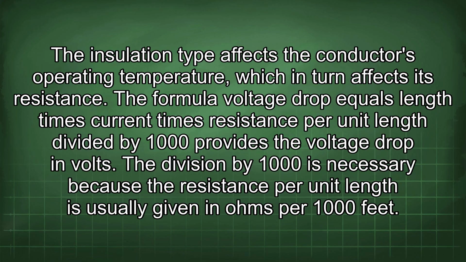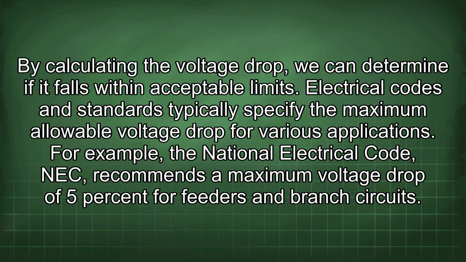The formula voltage drop equals length times current times resistance per unit length divided by 1000 provides the voltage drop in volts. The division by 1000 is necessary because the resistance per unit length is usually given in ohms per 1000 feet. By calculating the voltage drop, we can determine if it falls within acceptable limits. Electrical codes and standards typically specify the maximum allowable voltage drop for various applications. For example, the National Electrical Code, NEC, recommends a maximum voltage drop of 5% for feeders and branch circuits.